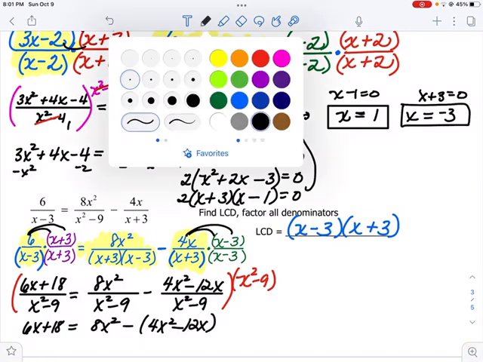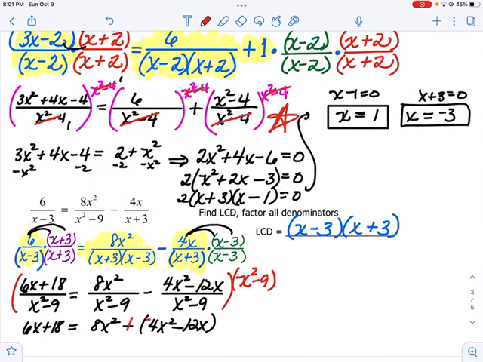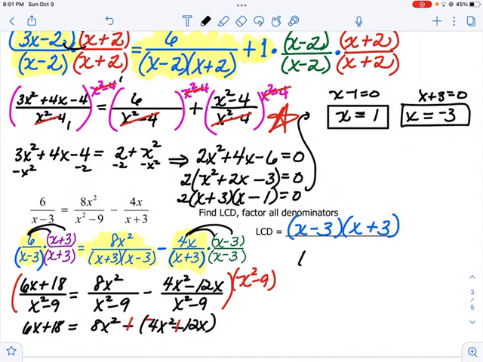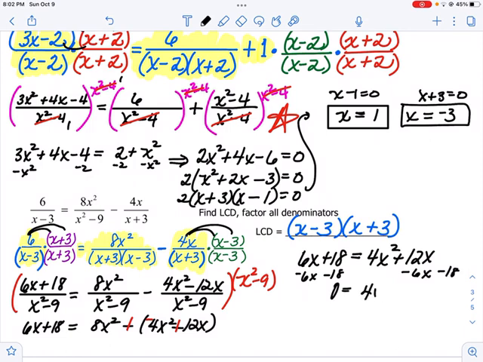Then we're going to go ahead and change this, add the opposite here. And we're going to combine like terms on the right-hand side of the equation. So that's going to give us 6x plus 18 is equal to, there we have a 4x squared, because it's 8x squared minus 4x squared, and then plus 12x. So we're going to subtract 6x from both sides and subtract 18 from both sides. So it's going to give us 0 is equal to 4x squared plus 6x minus 18.